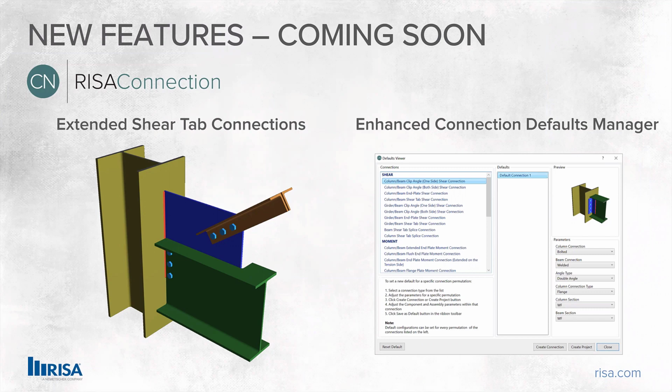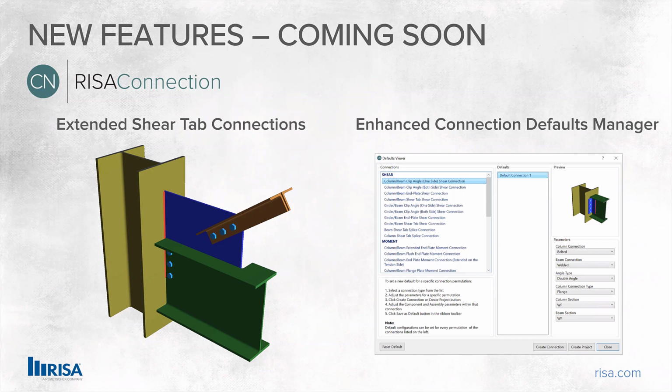The first new feature is extended and shear tab connections. Here is a little picture of one such connection. You can have the plate that connects the beam to the column also serve as the gusset element, or there's another option where you'd have a plate that also connects to the gusset or the other plate to make this connection. This is a pretty highly requested connection type as far as brace connections go, so we've added it in this next version, which will be version 13 of RISAConnection.